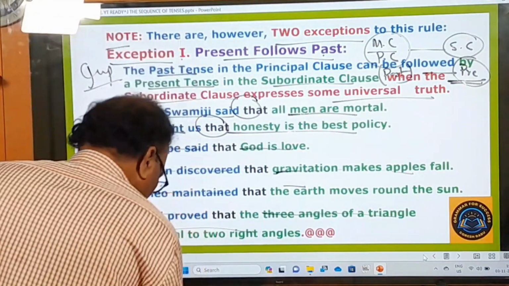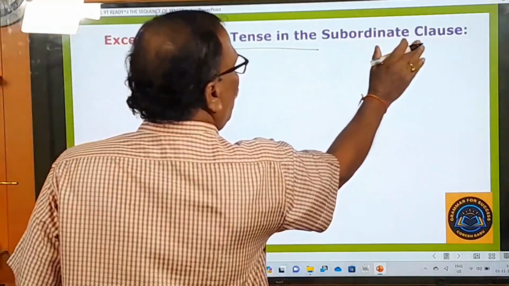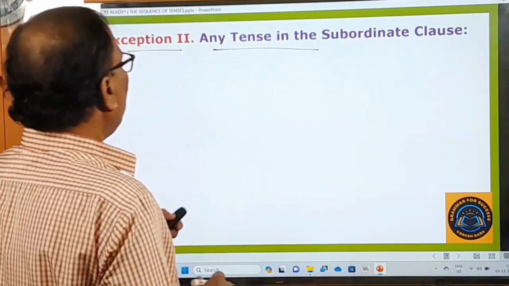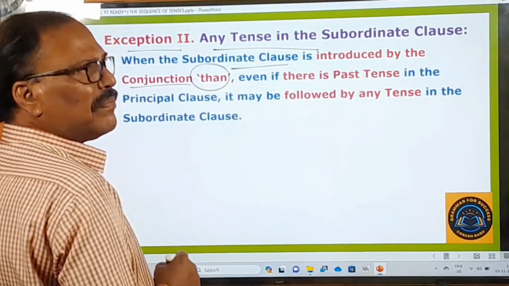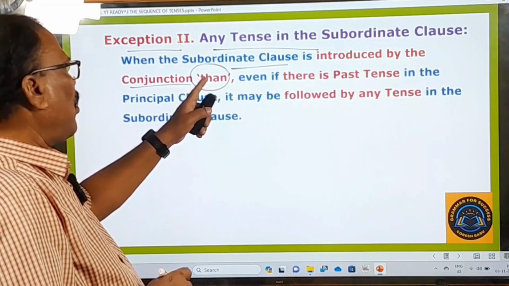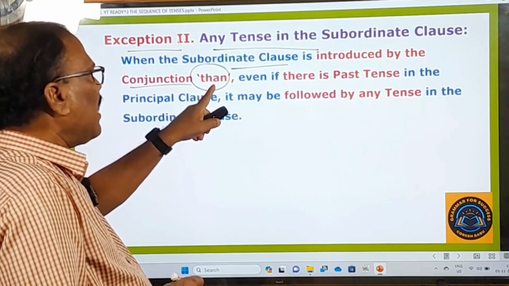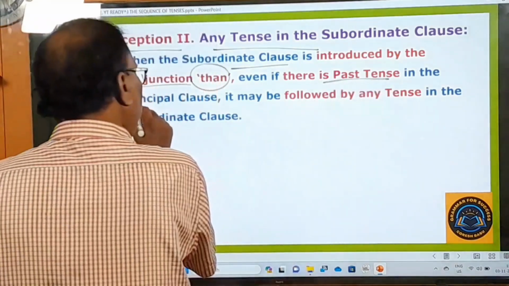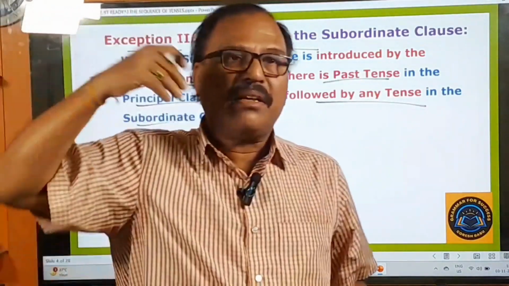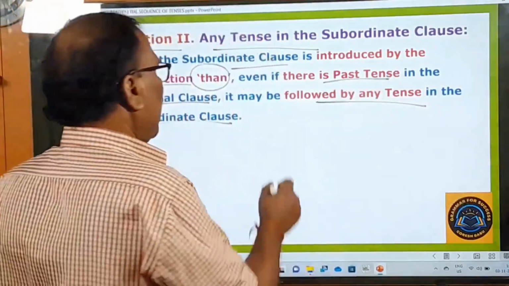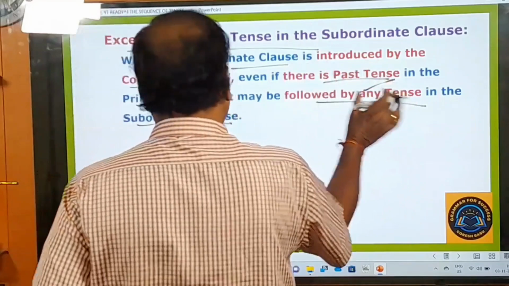Okay, now let's go to the second exception. Exception 2 is very interesting: any tense in the subordinate clause. What is the rule? Let us see that. Whenever the subordinate clause is introduced by the subordinating conjunction than, even if there is past tense in the main clause or principal clause, it may be followed by any tense in the subordinate clause. Even though there is past tense in the main clause, there can be any tense. Any tense means present tense or past tense or future tense. Any tense can be in the subordinate clause.